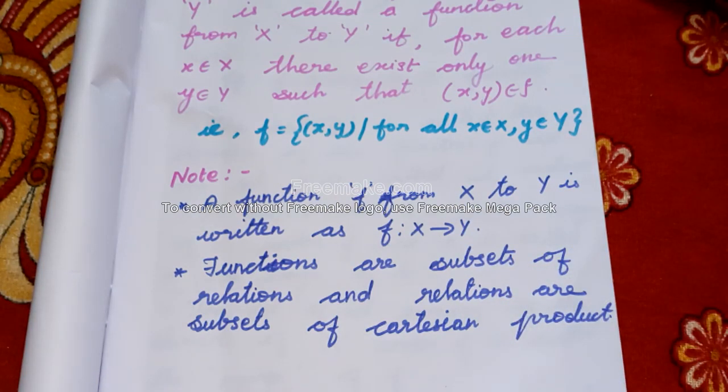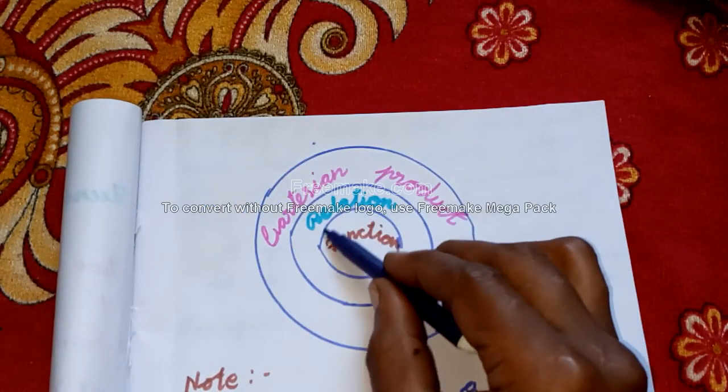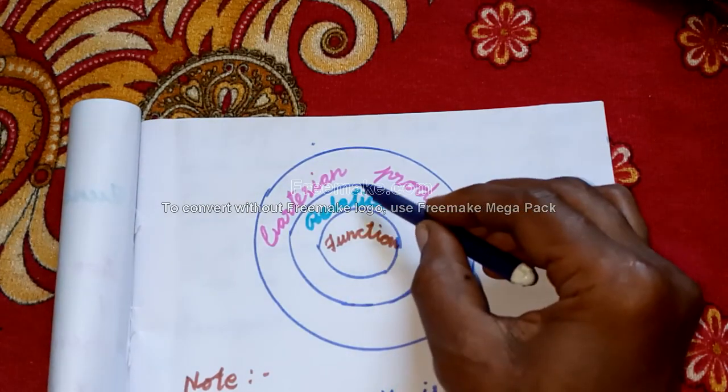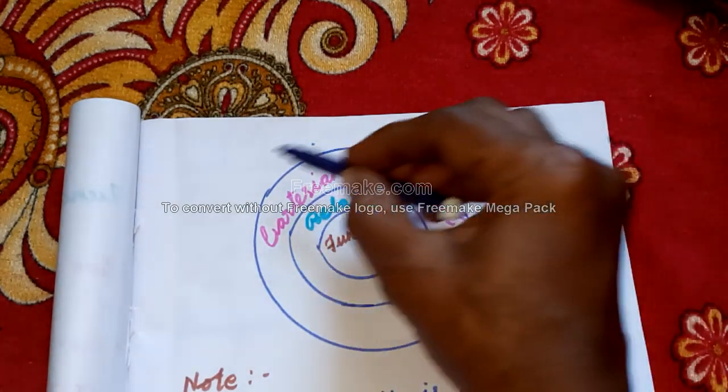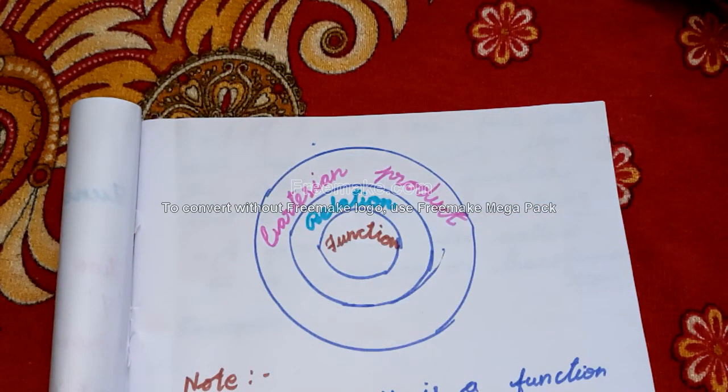Next, functions are subsets of relations. Relations are subsets of the Cartesian product. That you have already learned. So, functions are subsets of relations, and relations are subsets of the Cartesian product. Clear, students? Listen: the functions are subsets of relations, and the relations are subsets of the Cartesian product. Now, I am going to give some notes.